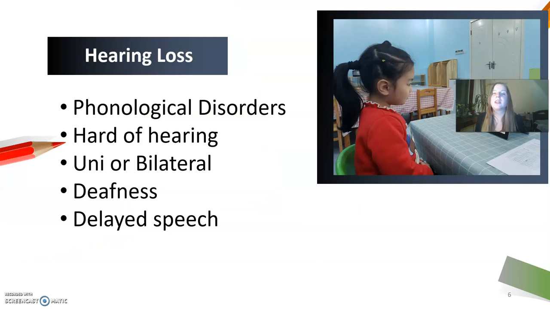Let's move on to hearing loss. We normally just say deaf, but deafness does not actually refer to complete deafness only. It can also refer to partial deafness or deafness in one ear. It can present itself through delayed speech.